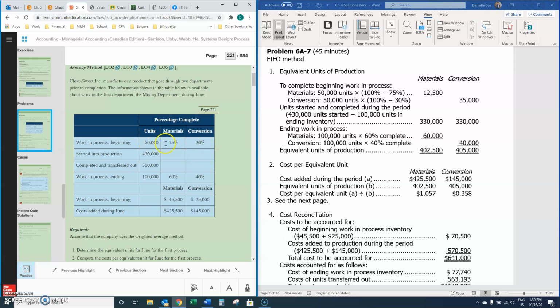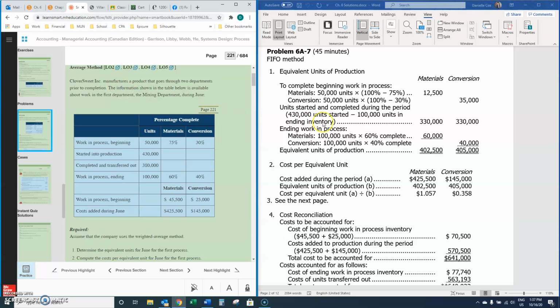So they distinguish between what was done in a prior period. This was already completed in a prior period. The only work left to complete this period is the 25% and 70%. And this was started during the period, but this is what's left at the end of the period. So the difference is what was started and completed that period. Whereas under weighted average, they just count completed and transferred out. If it was completed, they don't care if it was partially completed in the period before or started this period. It encompasses everything that was completed that period.